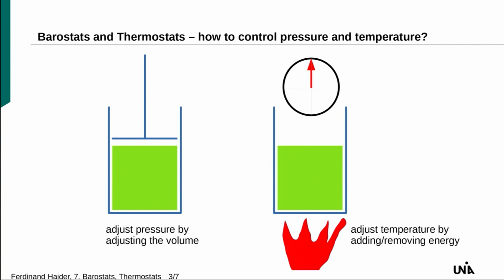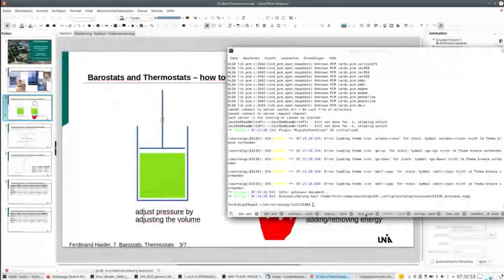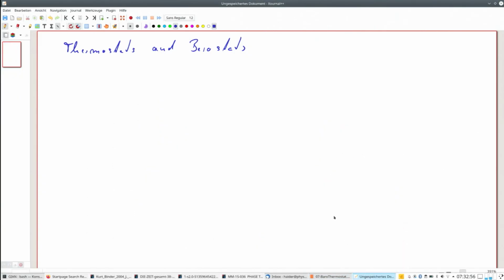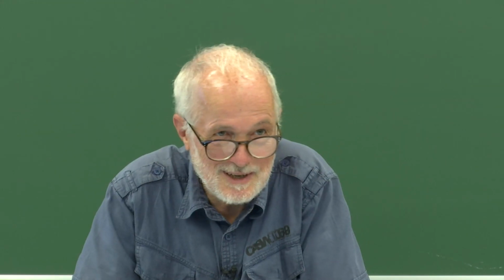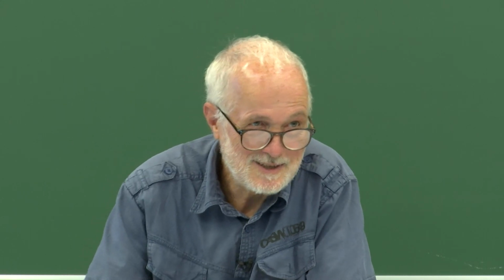So here you see it a bit more precisely. If you want to, for example, adjust the pressure, you slightly change the volume until you reach the pressure you want, or for the temperature, you somehow heat your system or cool it, and then you get the temperature you want. The first question we have to answer is, how can we determine the pressure or the temperature in molecular dynamics? I mean, there is no barometer or thermometer on the computer, or the thermometer on the computer does not help. So how do we do it?